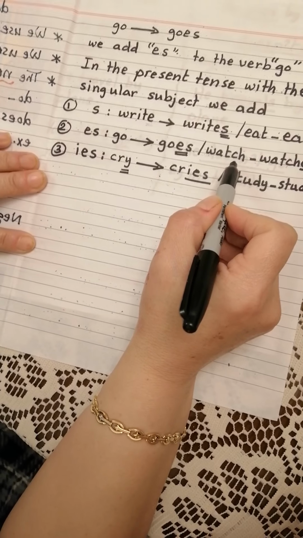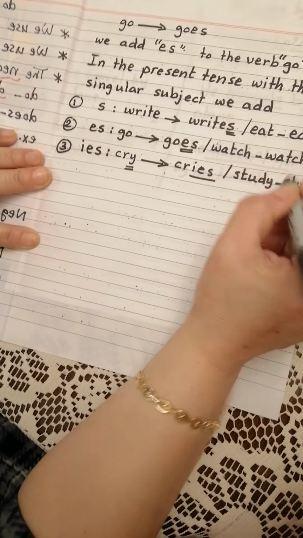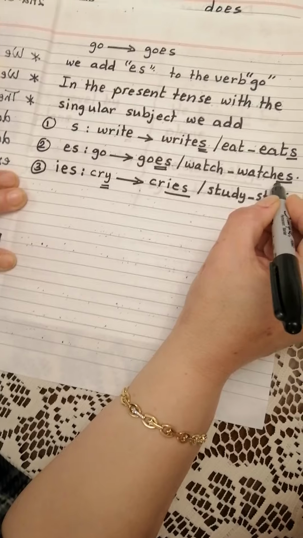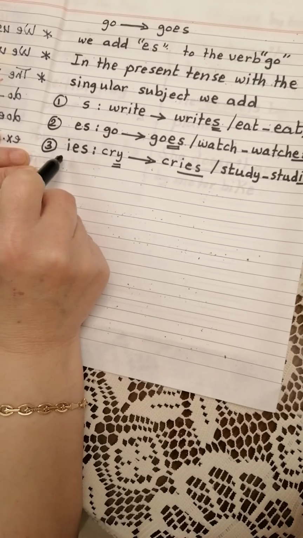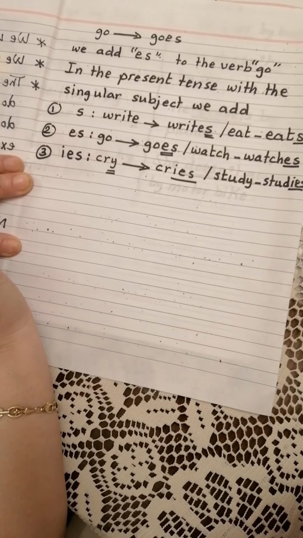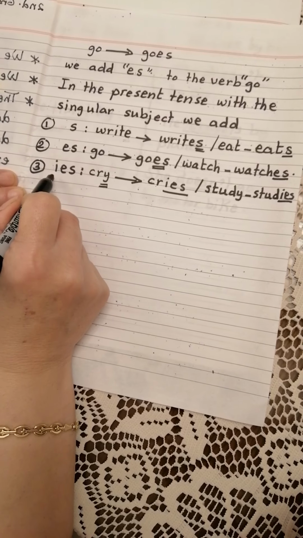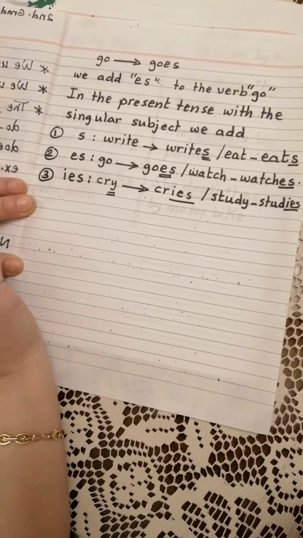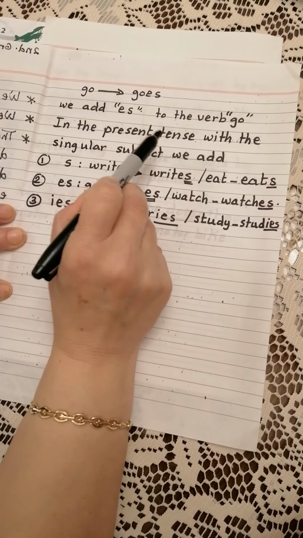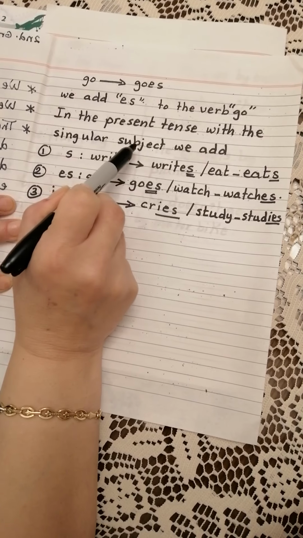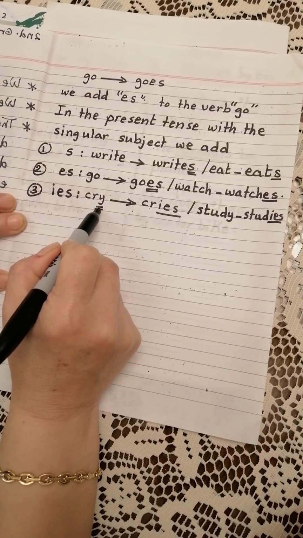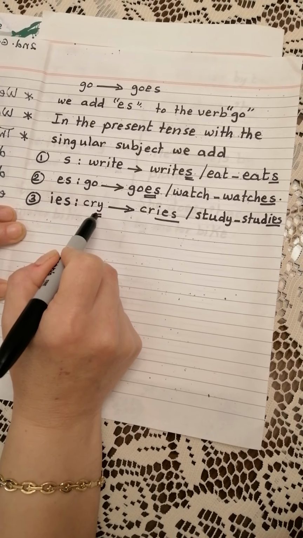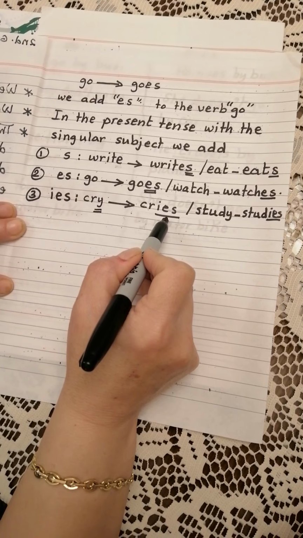Also watch, the verb watch. It becomes watches. We add es. Look at the ies here. We add ies to the verb in the present tense with the singular subject if the verb ends with y. It becomes cries.